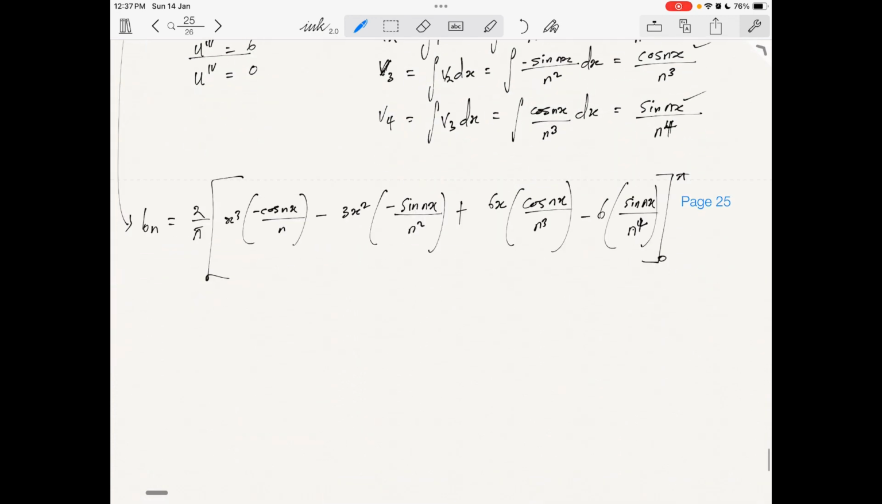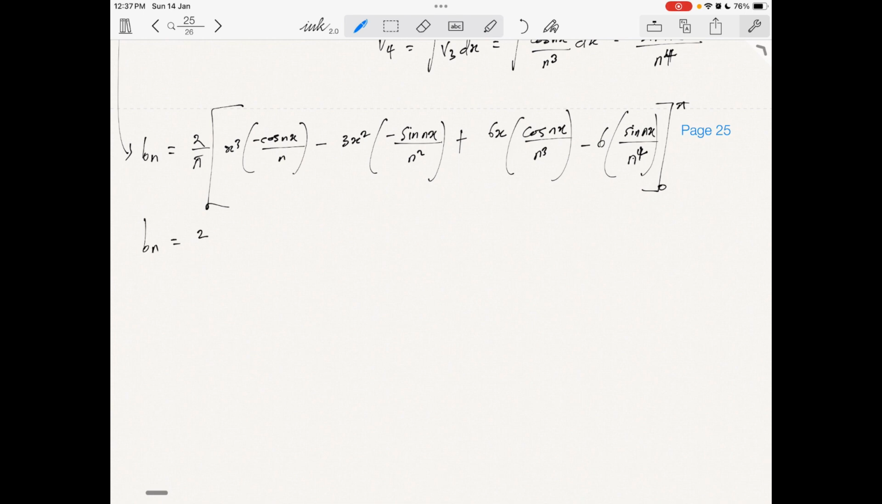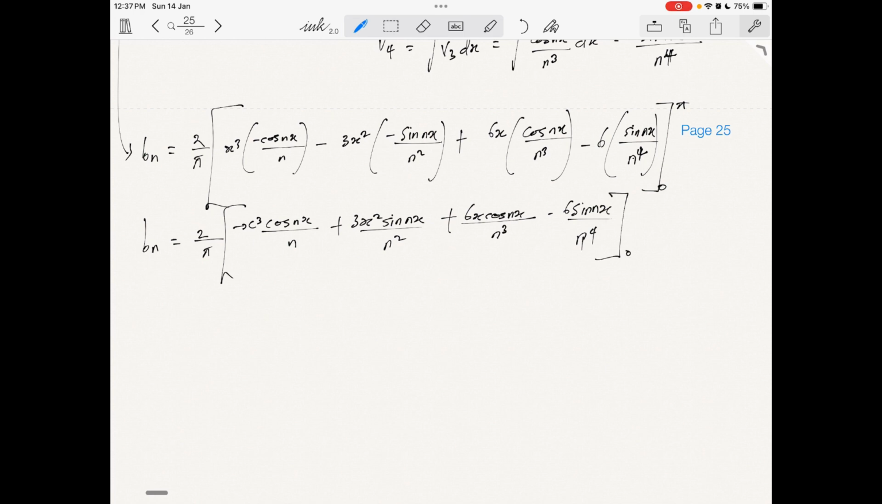Now, simplifying further, we have bn to be 2 over pi times the bracket of minus x raised to power 3 cos nx over n plus 3x squared sine nx over n squared plus 6x cos nx over n cubed minus 6 sine nx over n raised to power 4, from 0 to pi. Hereafter, we implement our upper limit minus lower limit.